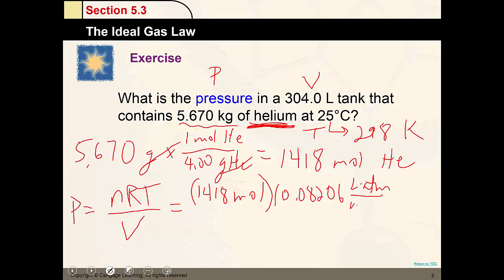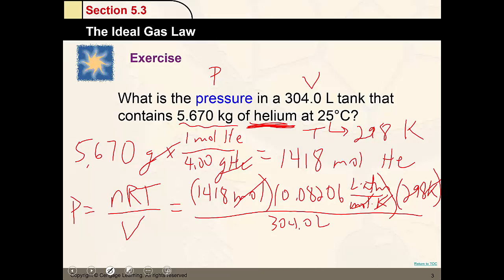And you'll notice, still with this universal gas constant, all of these units will cancel besides the one that we are solving for. Okay, so we're left with atmospheres. That makes sense since we're solving for pressure. And here for our final answer, we get a final answer of 114 atmospheres.